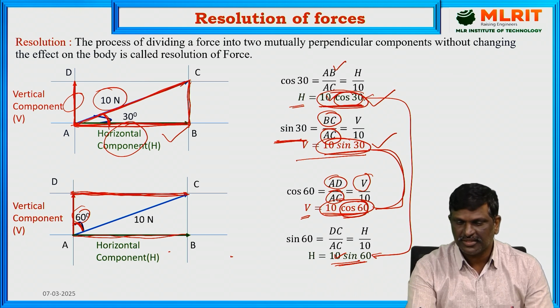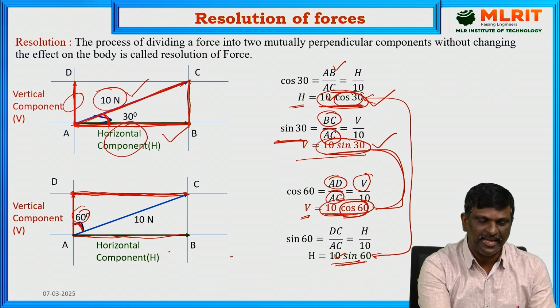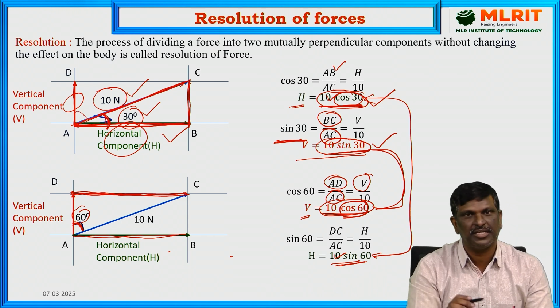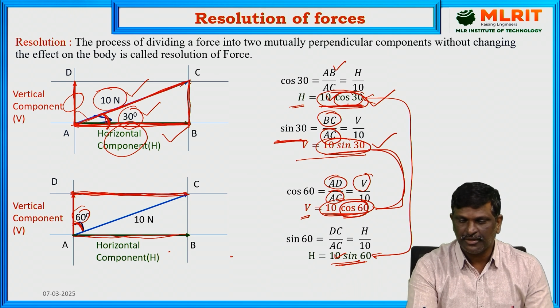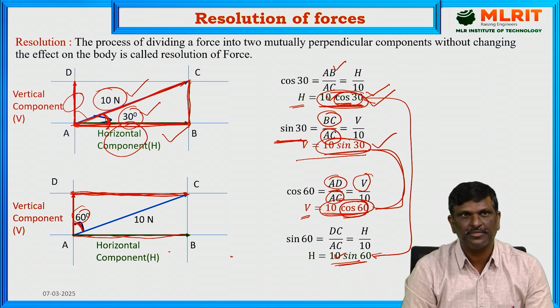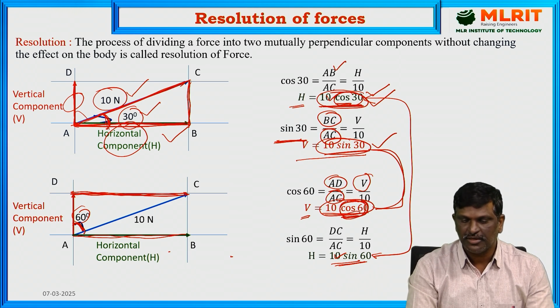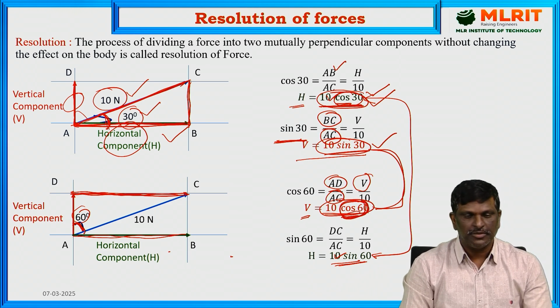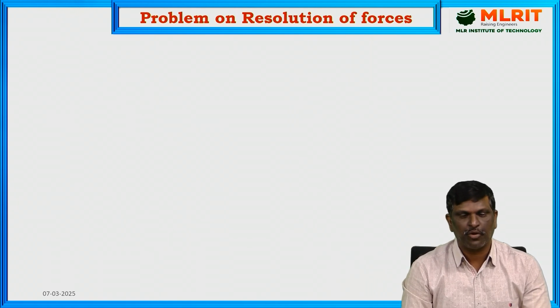The force 10 newtons magnitude is not changed and the direction is also not changed. Only the representation of its direction with respect to horizontal or vertical is changed. When the angle is given with respect to horizontal, the horizontal component is cos. When the angle is given with respect to vertical, the vertical component is cos. So with this concept, we'll move on to do a problem on resolution of forces.